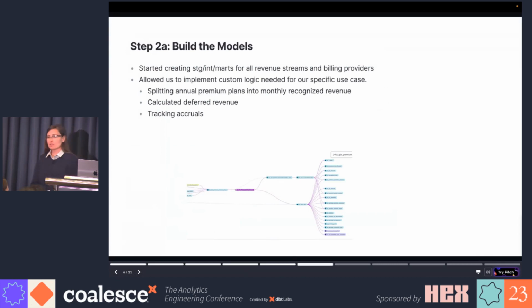So after you have the requirements, now we go about building the models. This is something probably all of you are very familiar with. We actually, in our quote-to-cash system, use every part of the dbt model. So we have seed files, we have staging files, we have intermediate files, and we have marts. Quote-to-cash actually uses quite a bit of intermediate tables.